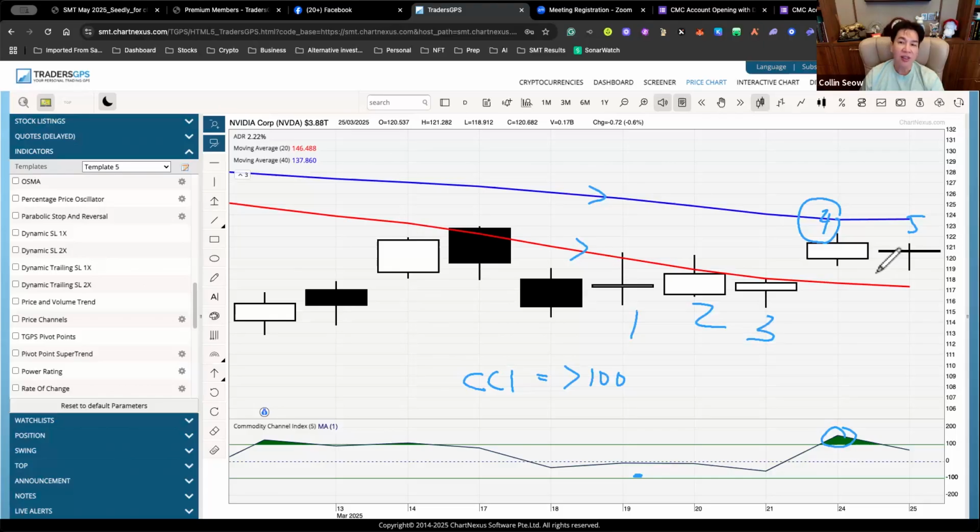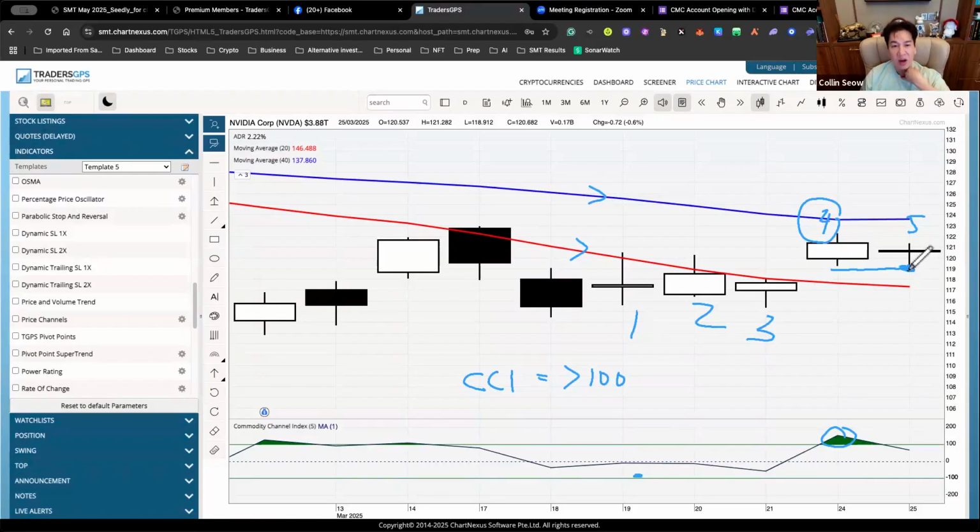Now, which day is the trigger day? Which day do you actually take action? 1, 2, 3, 4, 5. Which day did the price go below the previous candle low? The answer is very obvious: after the setup day, this day went below the previous day's low. That will be your trigger.